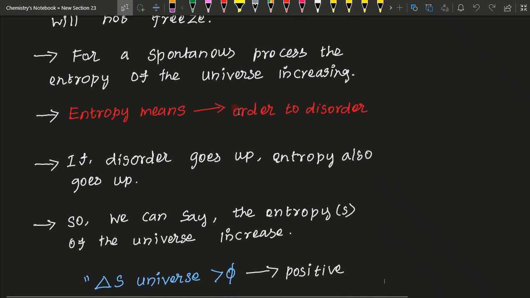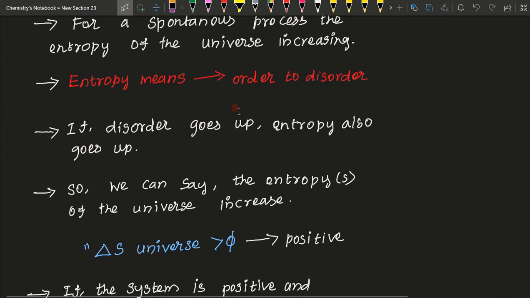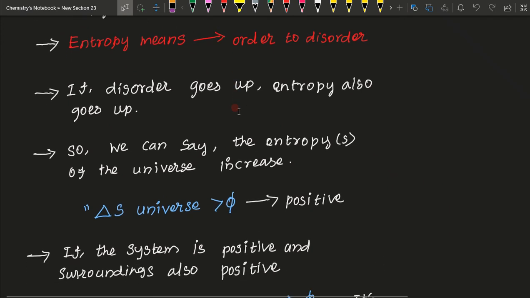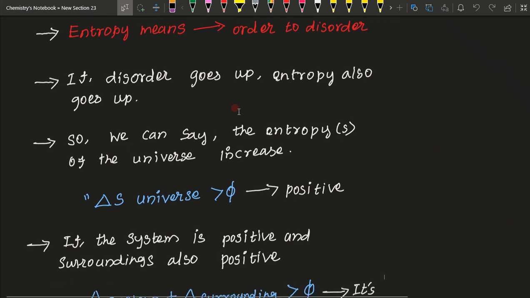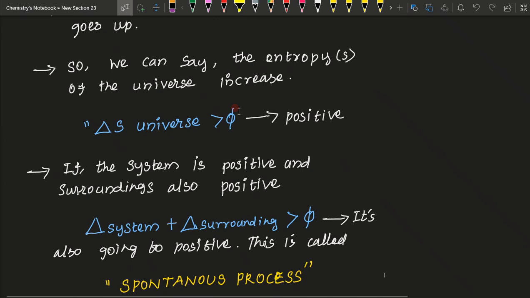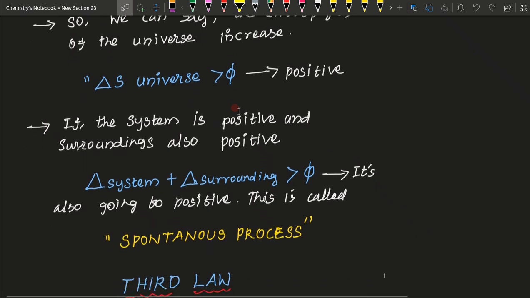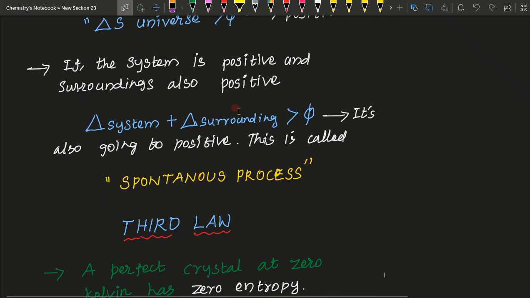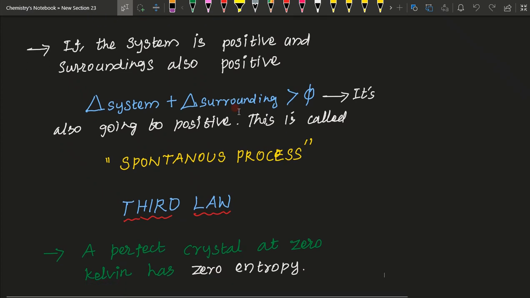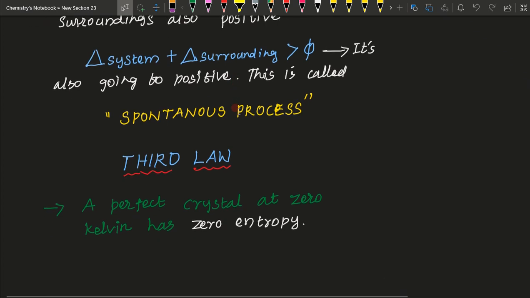Entropy means order to disorder. If disorder goes up, entropy also goes up. So we can say the entropy S of the universe increases. So delta S universe is positive. Delta S system plus delta S surroundings is positive. This is called a spontaneous process. This is the second law.